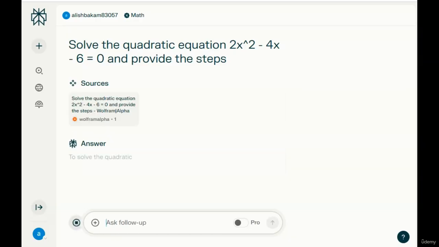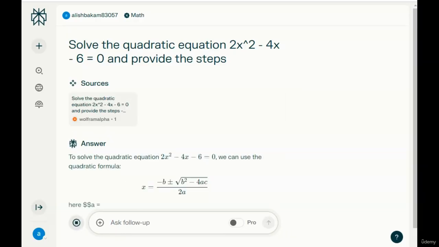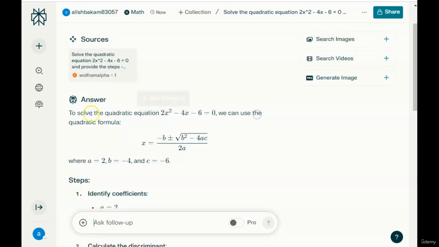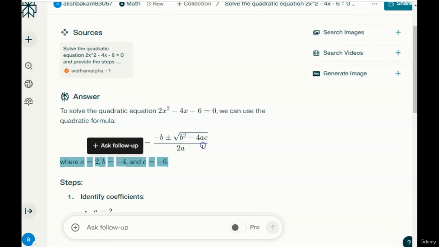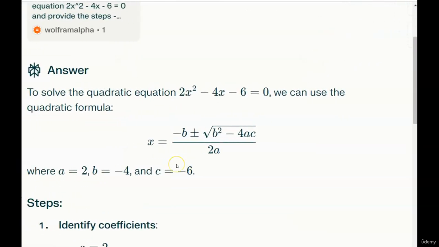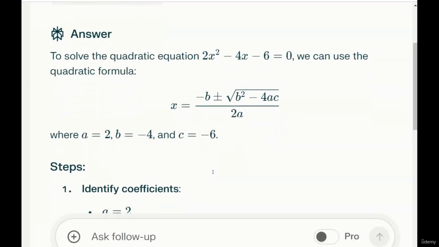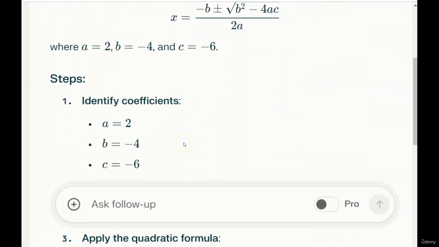Perplexity AI solves the equation and breaks down the steps involved. It says, to solve the quadratic equation 2x squared minus 4x minus 6 equals 0, we can use the quadratic formula. So this right here is the quadratic formula. And then it specifies the values of a, b, and c. And then it provides all the steps.